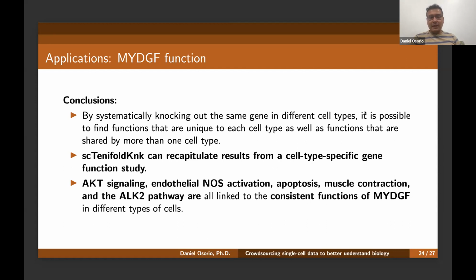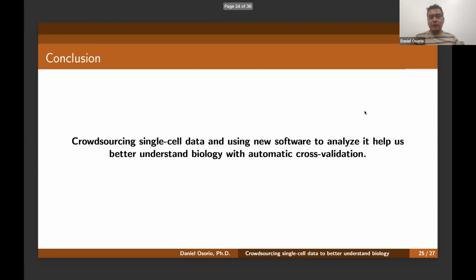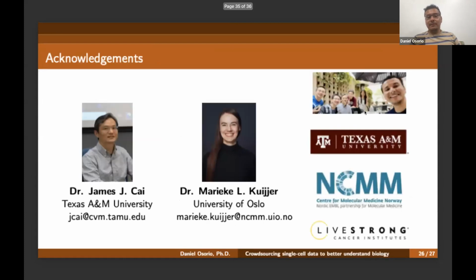So this is what I have prepared for today. And my conclusion in the end is that the crowdsourcing of the single cell data and developing new software to analyze it help us to understand biology better, using automatic cross validation that came up from the use of different datasets and different procedures to generate the same profile of data.